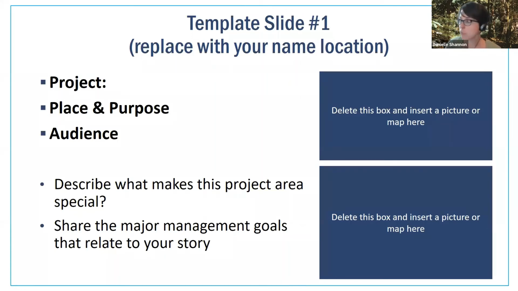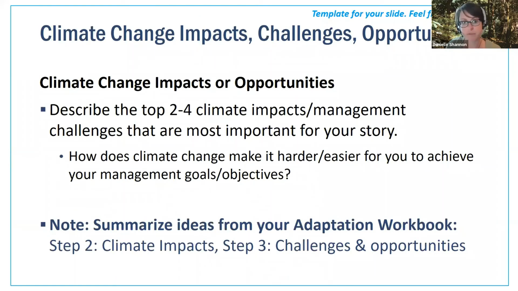Next, we'll have you sort of mash step 2 and step 3 into this overarching story of, what are those huge climate impacts that are most important to your story? Knowing that you probably filled out more than 2 to 4 climate impacts, but hone in on those key risks, those key vulnerabilities and climate impacts for your area.